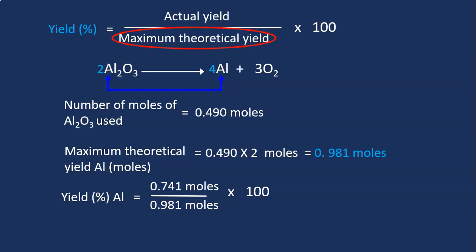Now that we have both values, the actual yield, which is equal to 0.741 moles, and the theoretical yield, which is 0.981 moles, we can calculate the percentage yield, which is equal to 0.741 moles divided by 0.981 moles. Multiply the value by 100, and this gives us 76% yield.